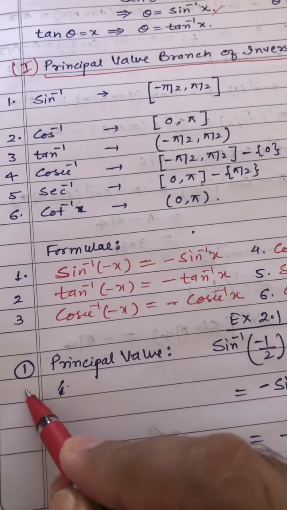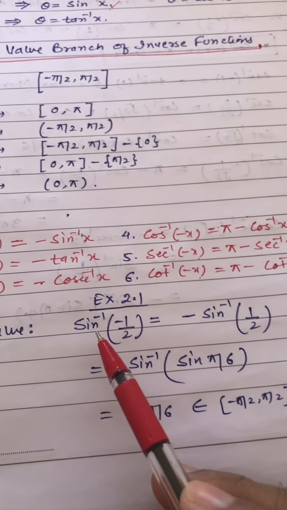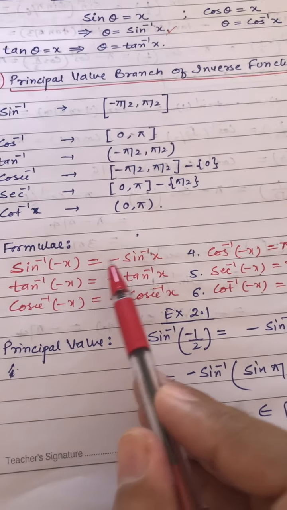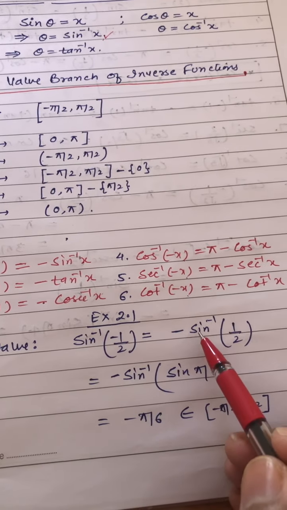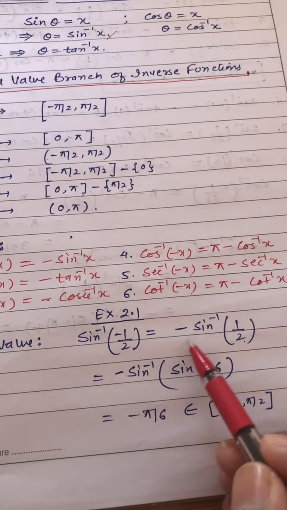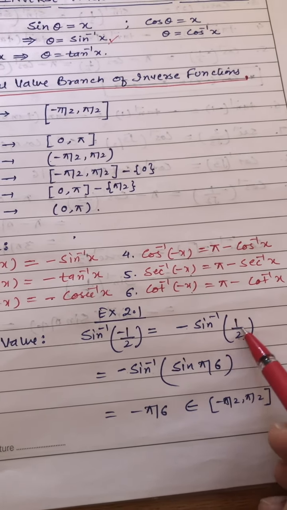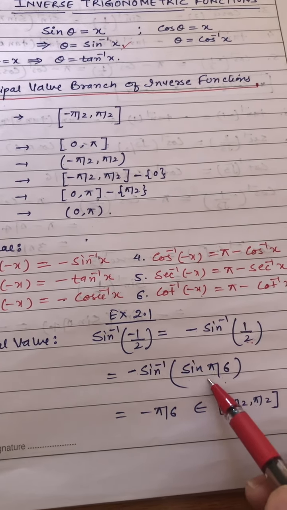Now exercise 2.1, question number 1: find the principal values. The first part is sine inverse of minus 1 by 2. Now you know that sine inverse of minus x is minus sine inverse x. So this minus sign I will take outside: minus sine inverse of 1 by 2. Minus sign as it is, sine inverse as it is. Now 1 by 2 is the value of sine pi by 6 also, so we can write 1 by 2 as sine pi by 6.